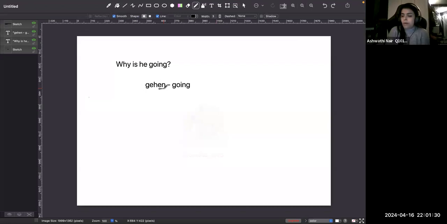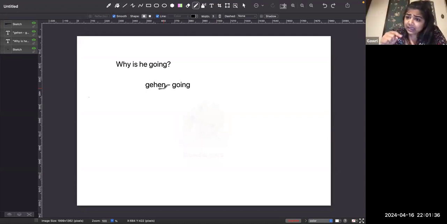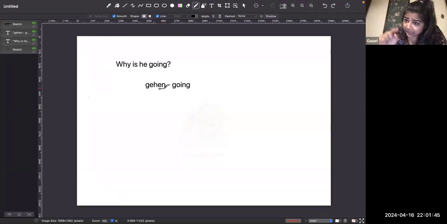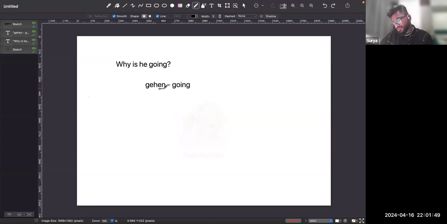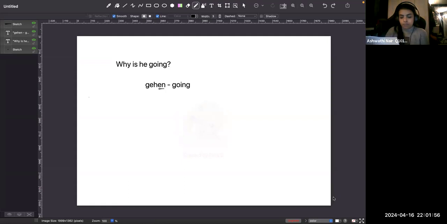T. With he, see in the chart. With he, it and she, which verb ending do we use? T ending. T. Geht. Okay.